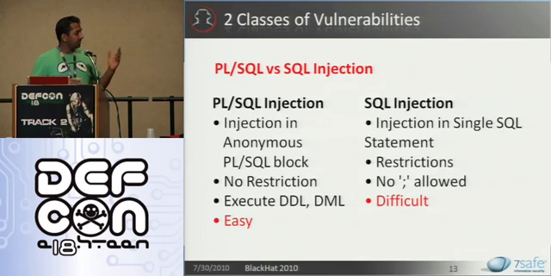So based on these 2 coding languages in Oracle, you can have 2 classes of vulnerabilities. You can have a PL/SQL injection vulnerability, or you can have a SQL injection vulnerability. A PL/SQL injection is when the user's input is used in the construction of an anonymous PL/SQL block, and then that block gets dynamically executed. That would typically be a PL/SQL injection.